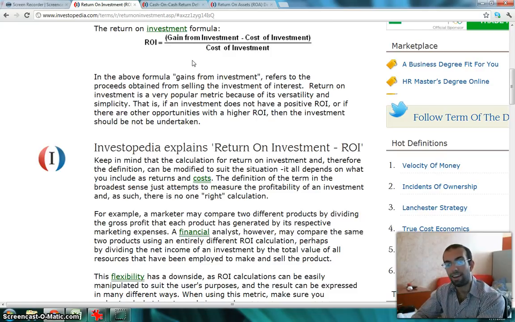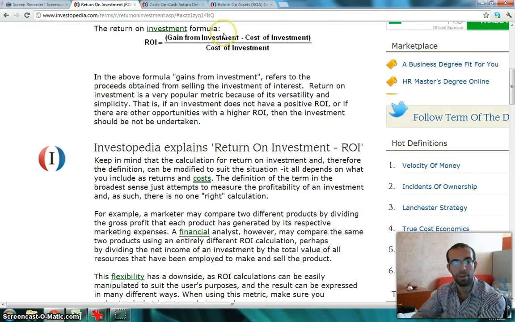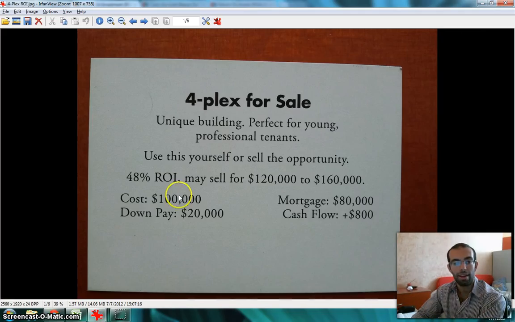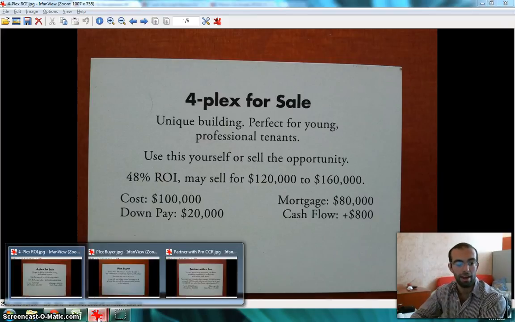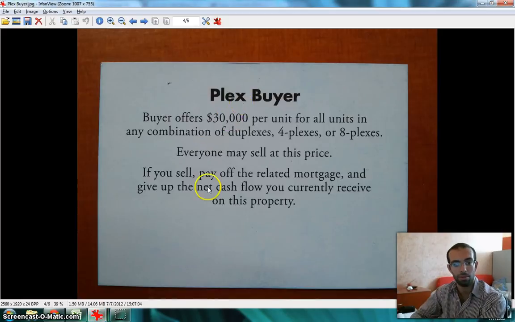So in that case, the way that I would do this is, in terms of the gain from the investment, I would include the gain that you have in terms of the sale gain and the gains that you're getting from the cash flow. So to run through this, we're going to look at a market card here, which is a Plex buyer. So assume this market card comes up.